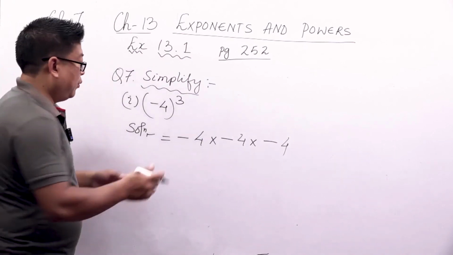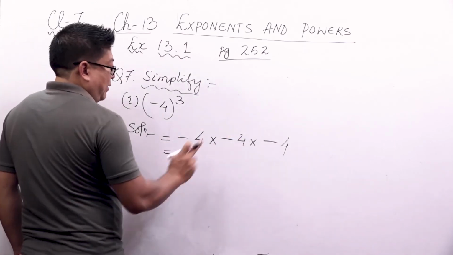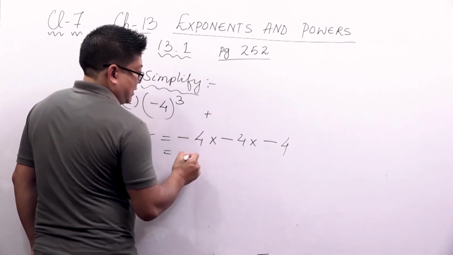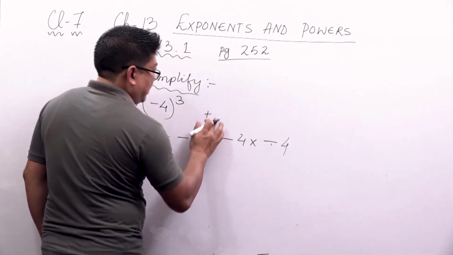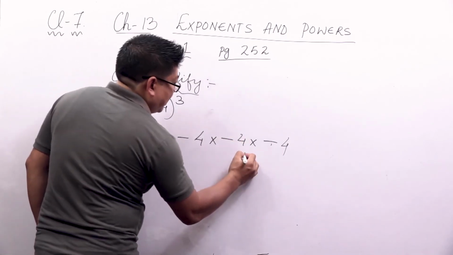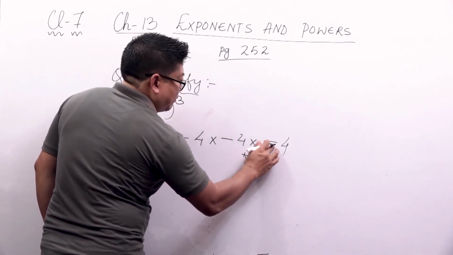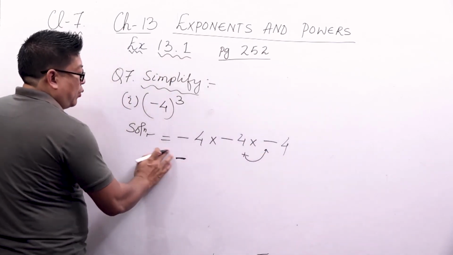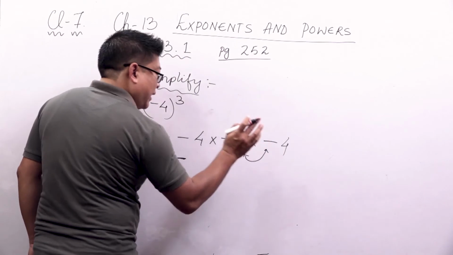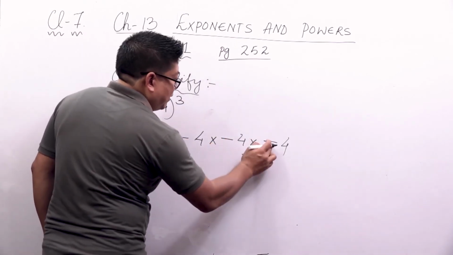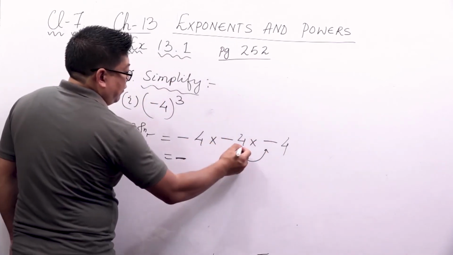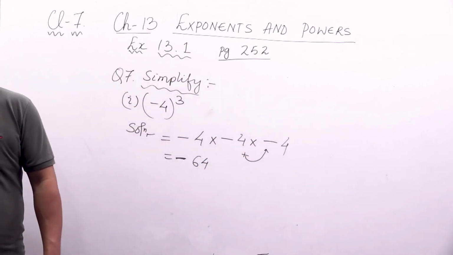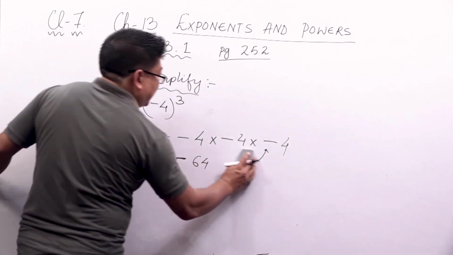All right. So when you multiply the minus first, minus into minus gives plus. Now plus again, you have to multiply with this minus. So plus into minus, you're getting minus. So when you multiply minus 3 times, you get minus into minus, plus, plus into minus, minus. So 4 into 4, 16. 16 into 4, 64. So your answer here is minus 64.